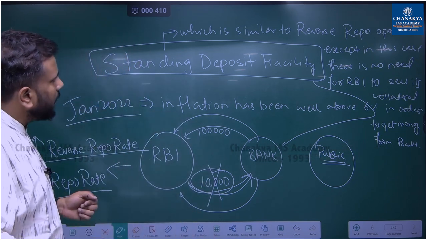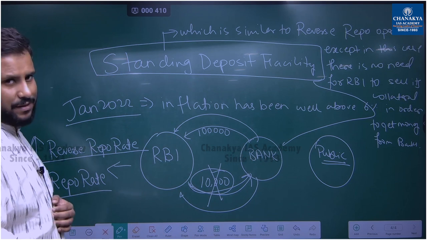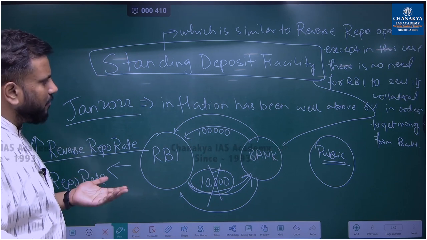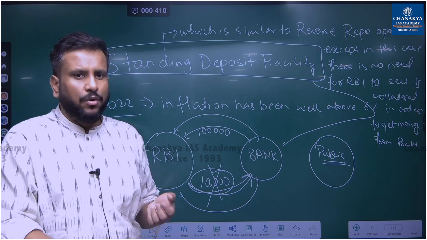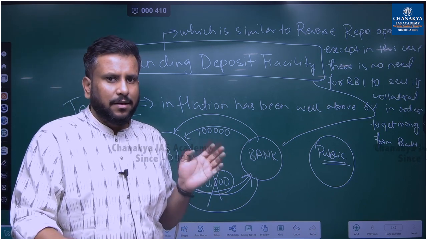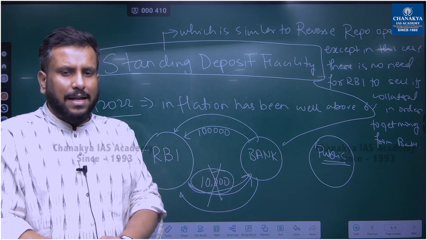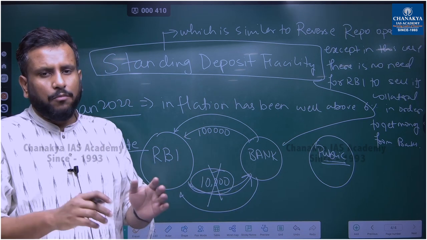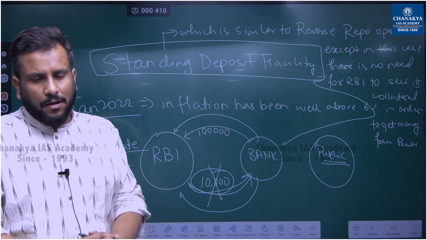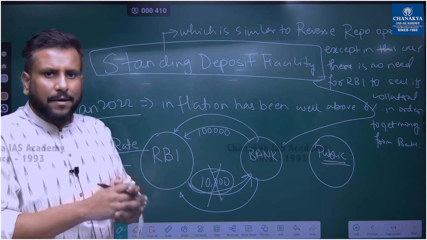Take care. So this is a standing deposit facility. In a way, it is a kind of reverse repo operation only. There's only one thing which is not there, that is the RBI does not have to sell the collateral to the bank. And in this case, the RBI can extract more and more money in a very quick manner. So with this background, let us come back to the survey now.